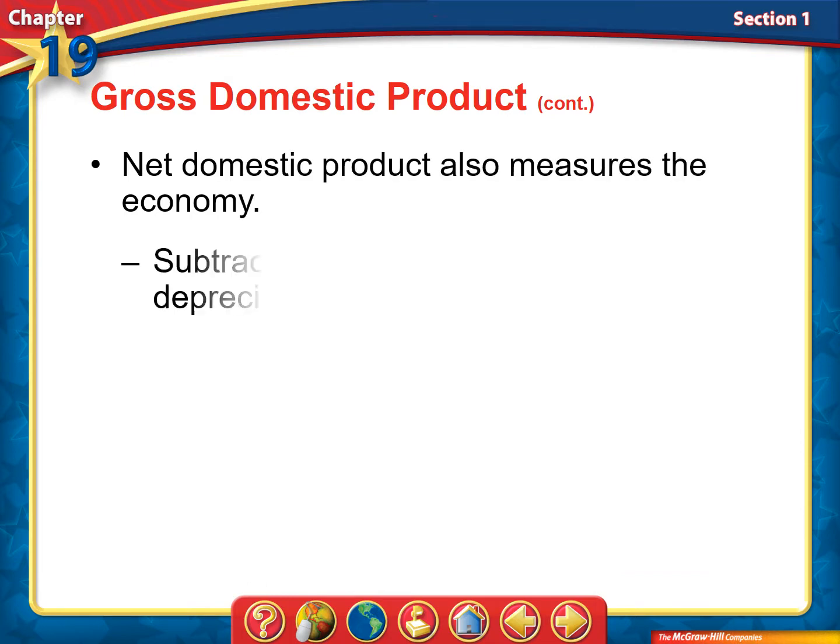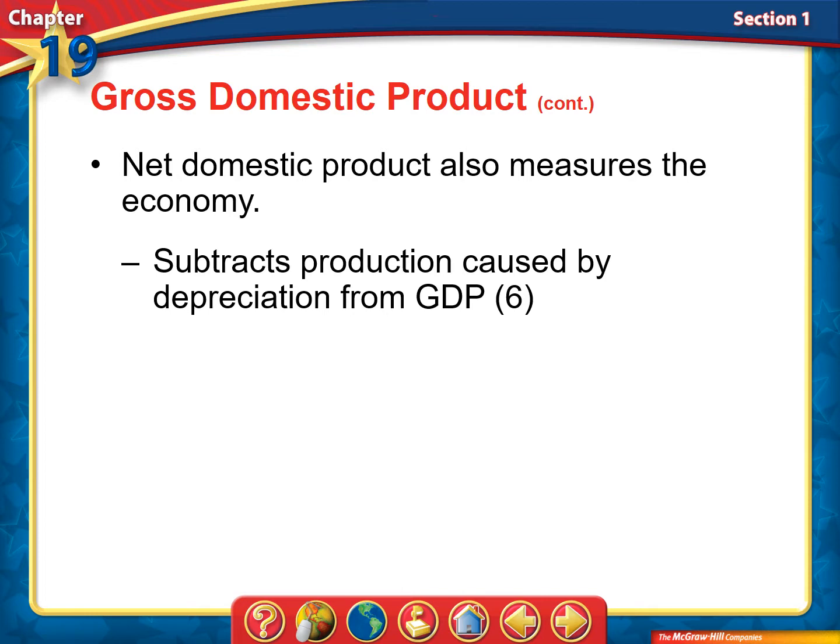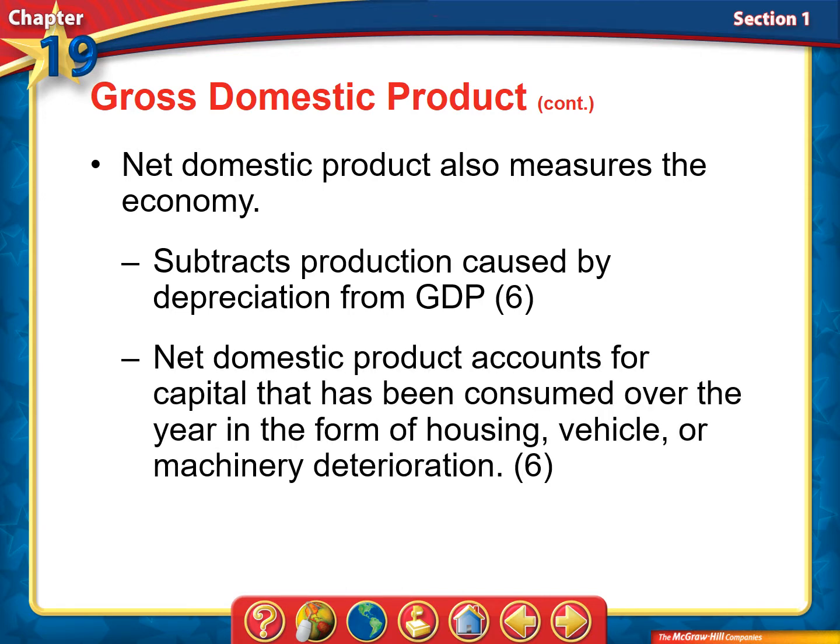Also, when we're measuring an economy, we look at the net domestic product, and this actually does subtract production costs caused by depreciation from GDP. The net domestic product measures the actual cost. And so this accounts for any costs associated with production of said goods and services, any depreciation of said vehicles.